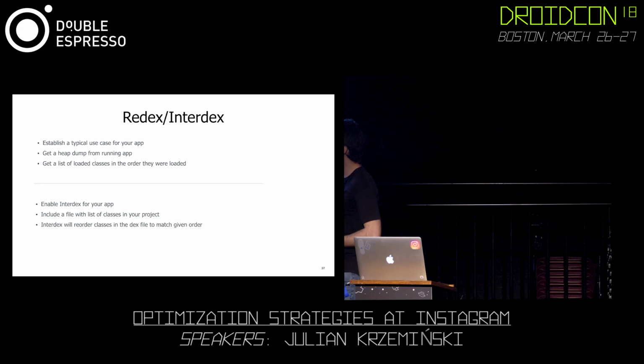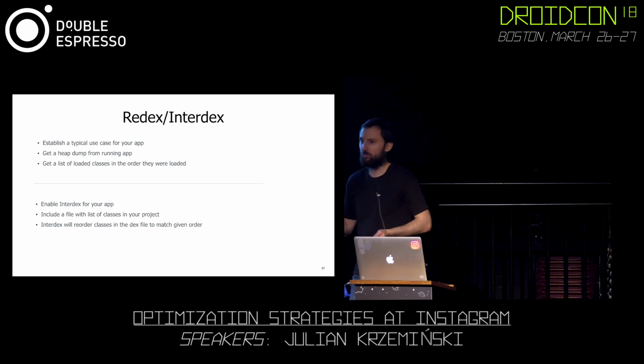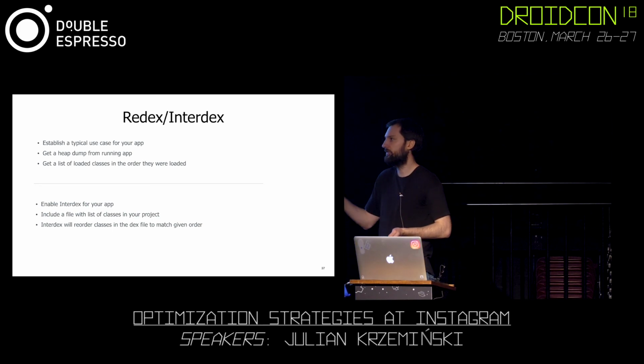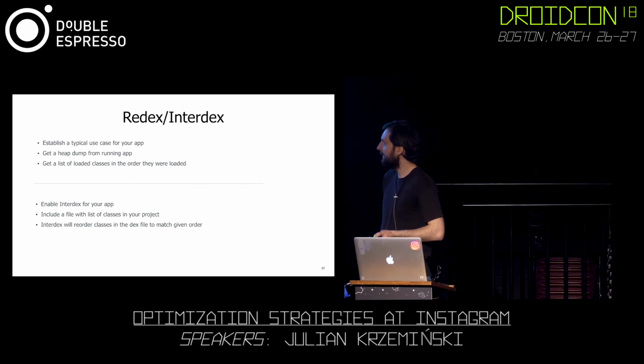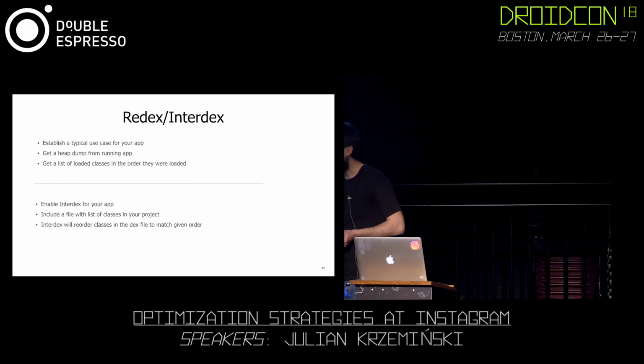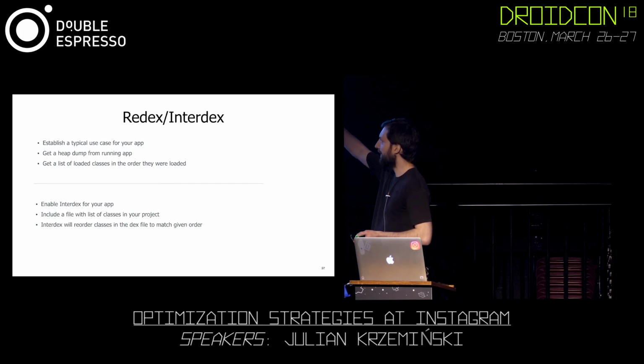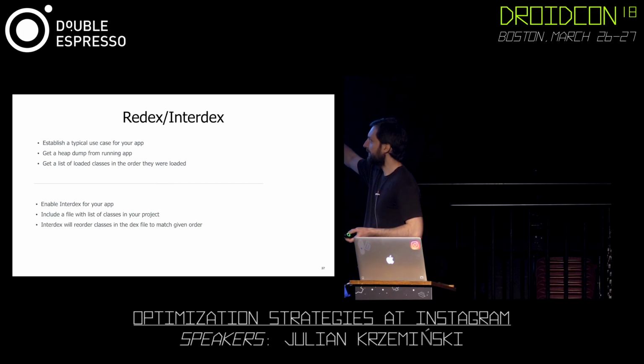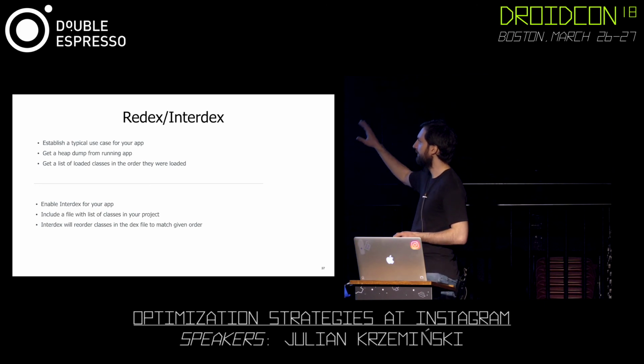Let's say you establish a typical use case for your app. Usually it will be cold starting to your main screen. And then from the running application, you get a heap dump. And then you run a script provided by Redex to get a list of loaded classes in the exact order they were loaded. This is step one.